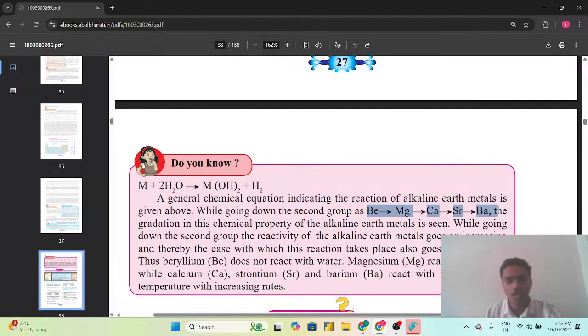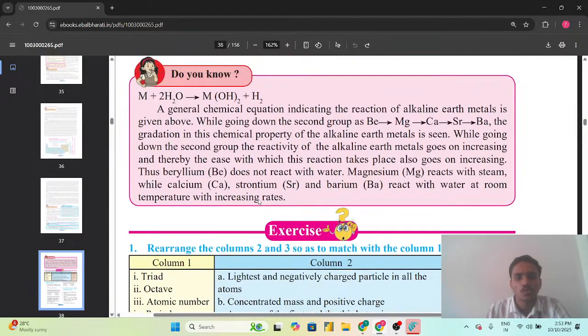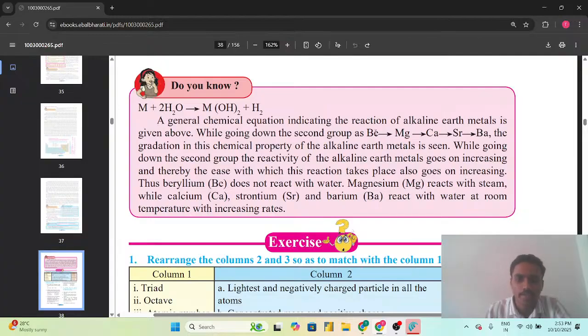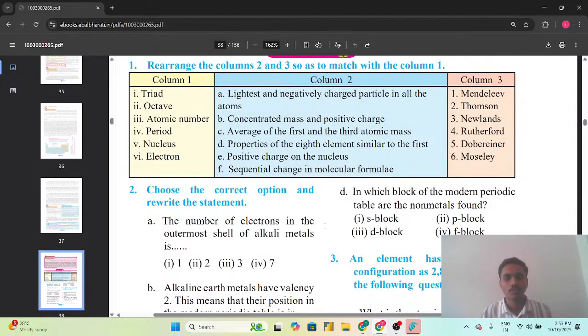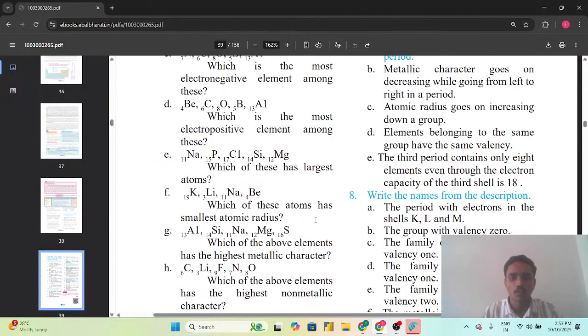We see that when the metal M reacts with water, it forms the metal hydroxide, M(OH)2, and releases hydrogen gas. The behavior has been studied for beryllium, magnesium, calcium, strontium and barium as per experiments. It is observed that beryllium does not react with water, magnesium reacts with steam, and calcium, strontium and barium react with water at room temperature with increasing rates. So here we complete chapter 2 of Earth.